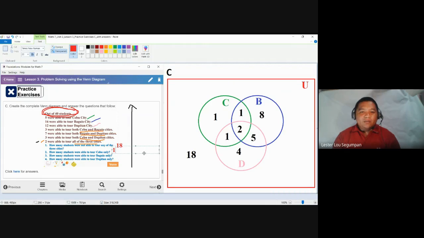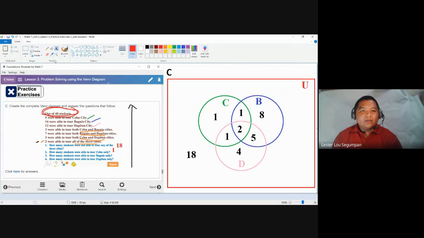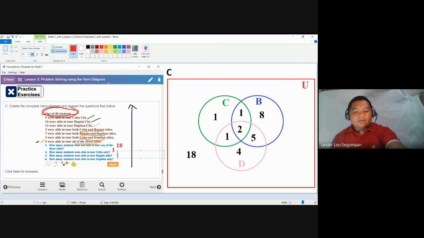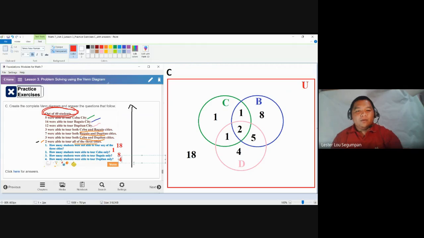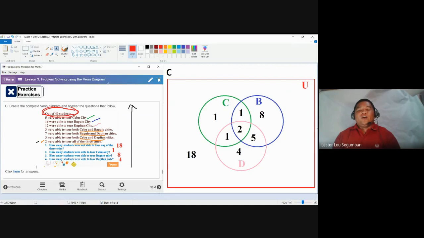Next question. How many students were able to visit Baguio only? So again, it concerns this area here. So the answer for number three is 8. And for number 4, it concerns the area here. The question is, how many students were able to visit Dapitan only? The answer is 4. Again, we were able to solve this problem using the concept of the Venn diagram.